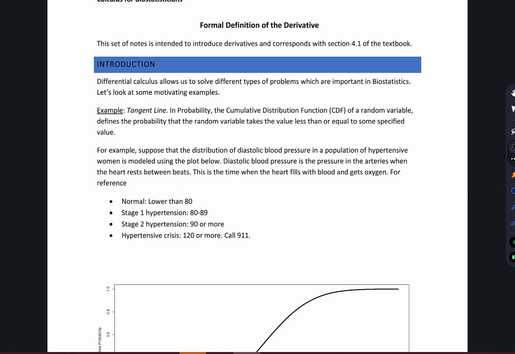So in probability, the cumulative distribution function of a random variable defines the probability that a random variable takes the value less than or equal to some specified value. And so, for example, suppose that the distribution of diastolic blood pressure in a population of hypertensive women is modeled using this plot that we have.